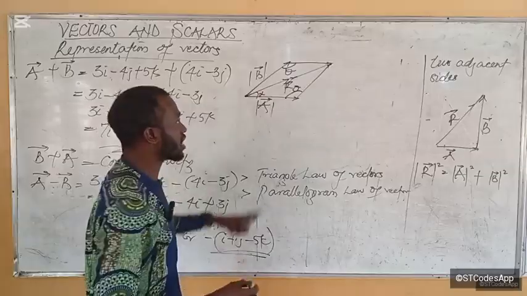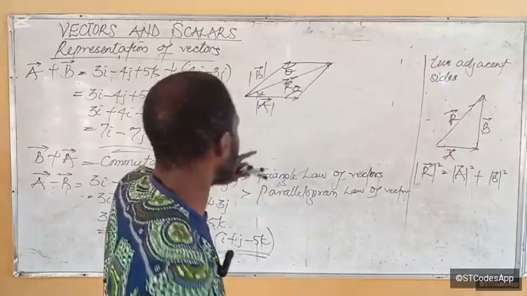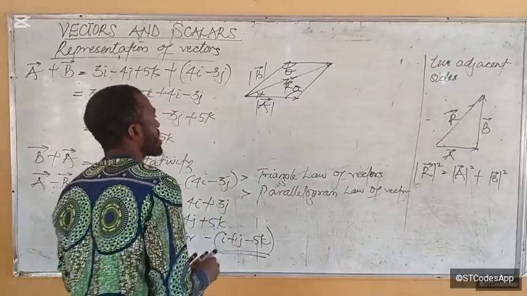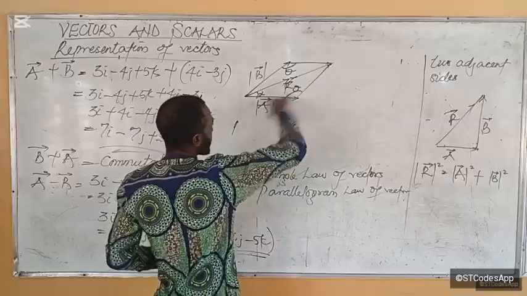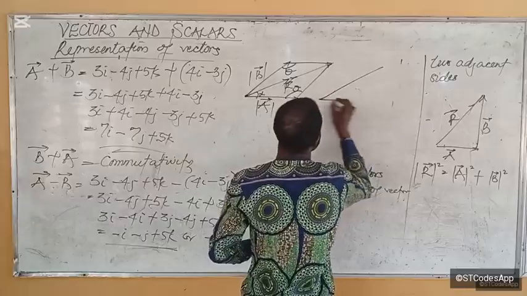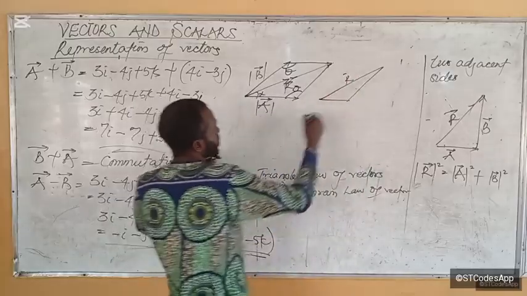Is that clear? The diagonal drawn from that point is the resultant of the two vectors. I repeat the law: if the two adjacent sides of a parallelogram are represented in magnitude and direction, the resultant is the diagonal drawn from the two points where they meet. Is that clear? The diagonal. So that diagonal is the resultant.